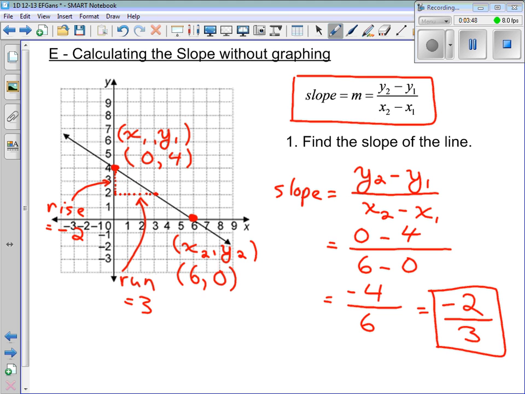So subtracting the 2 y values in the numerator just tells you how much your line goes up or down. Subtracting the 2 x values in the denominator just tells you how far this thing goes across. Okay. So that's an example where we have a graph that we can actually work off of. What if they just give us the 2 points? Well, that's the next question you have on the page there.